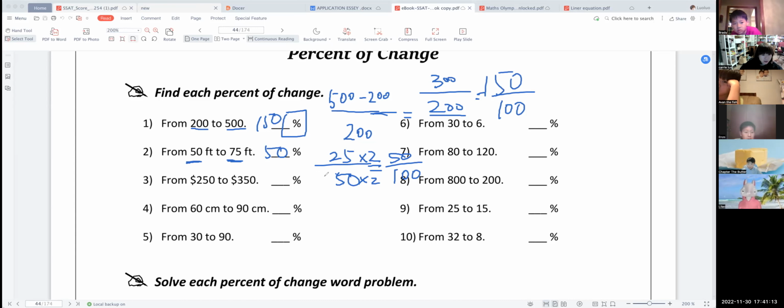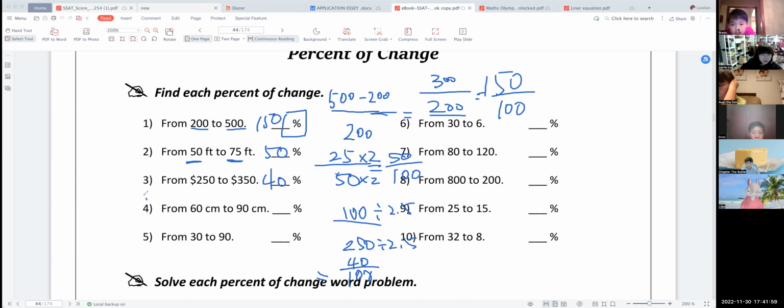Okay, so let's take a look at number 3. Enzo, from 250 to 350, how much has been increased? 100. Thank you, 100, right? And what is the original number? 250. So 100 over 250. In order to make the denominator 100, we divide by 2.5. The top divided by 2.5 as well, so it equals 40 over 100. So the answer is 40%.